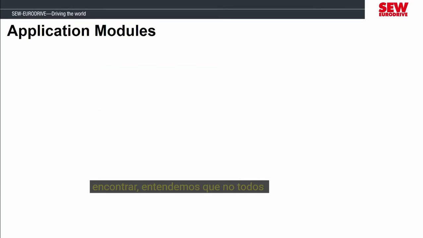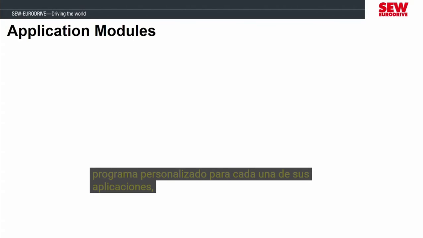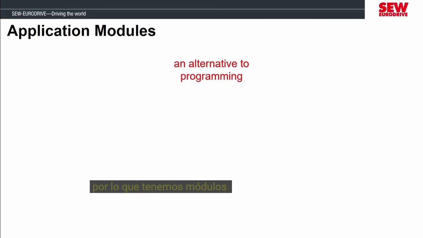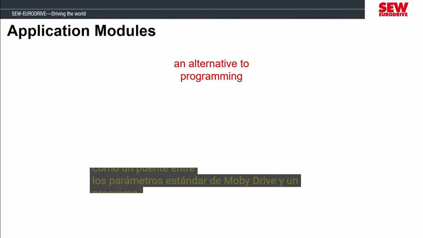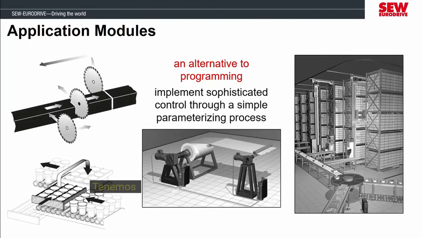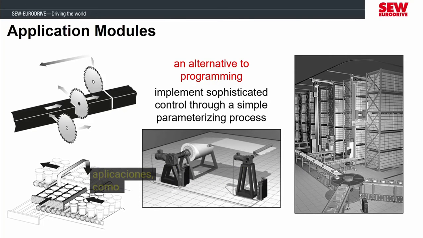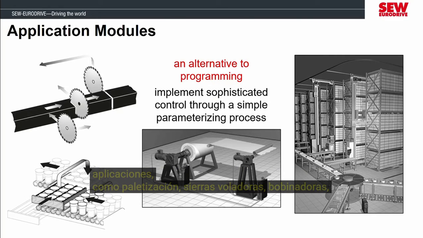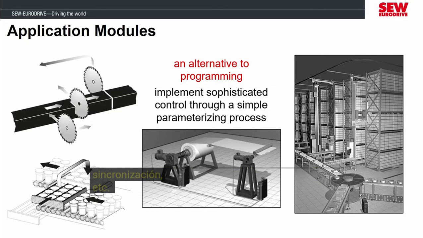We understand that not everyone is a programmer or will want to create a custom program for each of their applications. So we have application modules that act as a bridge between the standard MOVIDRIVE parameters and a custom IPOS program. We have around a dozen modules to choose from that are tailored for different applications, like palletizing, flying saws, winders, turntables, positioning, master-slave synchronization, etc.